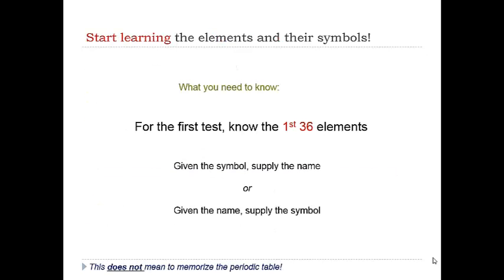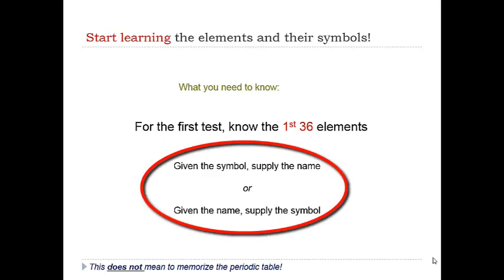All right, now you need to learn the elements and their symbols. So what you need to know is, given the symbol, you have to be able to supply the name. So for example, if I give you C, you have to know that that's carbon. Or given the name, supply the symbol. So if I give you Ca, then you would know that that is calcium.